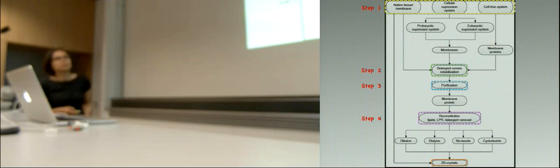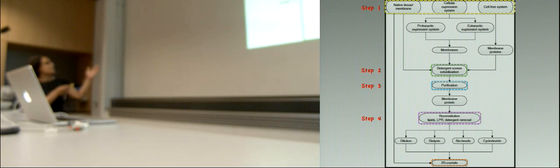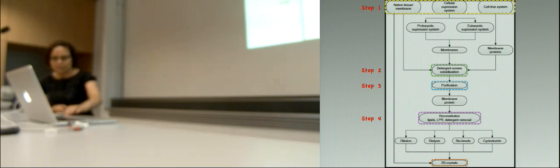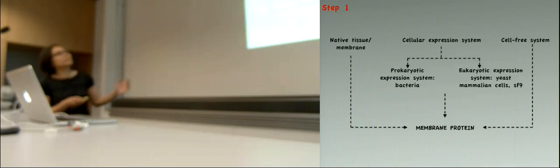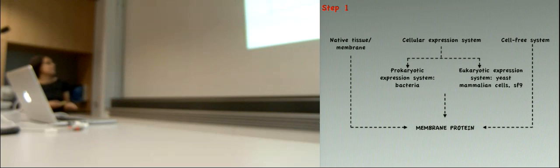To make my talk a little bit clearer, I basically divided this entire process of getting the 2D crystals into 4 major steps. So steps 1, 2, 3 and 4, and I will go through each step in more detail. So for the first step, we need a membrane protein to get the 2D crystals.